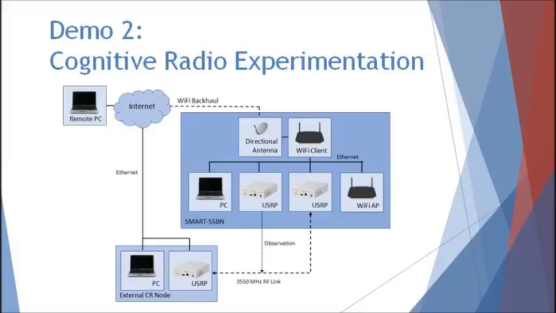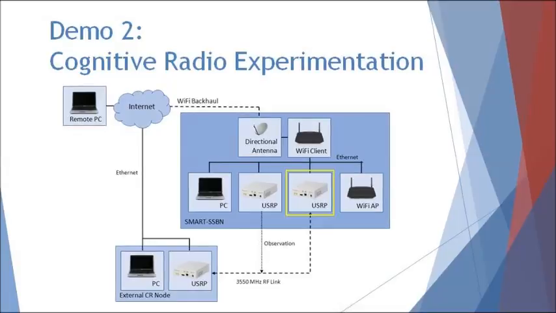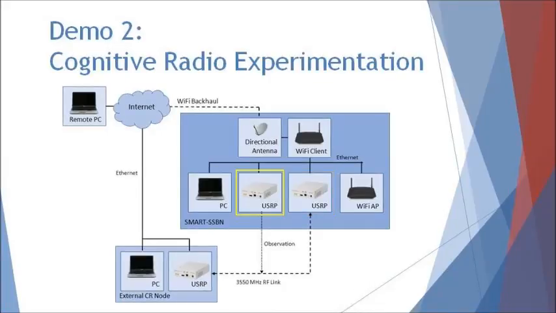This demonstration will show how SMART SSBN might be used for cognitive radio and/or spectrum sharing experimentation. It will use a modified version of a software package that has been developed at Virginia Tech called Cognitive Radio Test System, or CRTS. One of the USRPs of SMART SSBN will be used as a cognitive radio test node. The other will be used to observe the spectrum. An additional external USRP will be used as a second cognitive radio test node with which SMART SSBN will communicate.